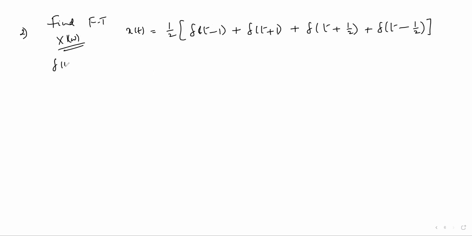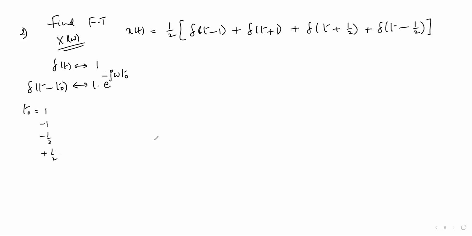Del of t, Fourier transform, we have 1. Time shifting property: if we apply del of t minus t naught, one side shifting always means multiplying with an exponential in the other domain. If it is the time domain, same signature. So e to the power of minus j omega t naught. This is the Fourier transform of the shifted impulse function. Now this t naught, he has given as 1, minus 1, minus 1 by 2, plus 1 by 2 respectively.